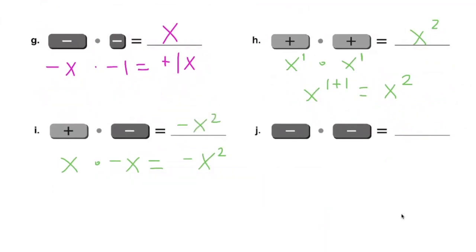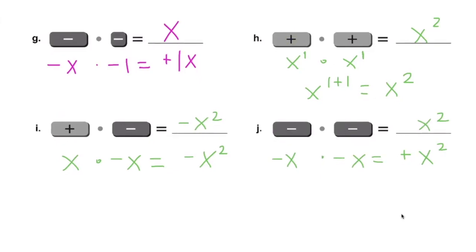And lastly, we have a negative x times a negative x. We know two negatives make a positive, and so we still get our x squared, and it's a positive x squared. So again, the same rule applies. If you have the same positive or negative, then it gives you a positive. So two negatives give you a positive, two positives give you a positive. But when you have one of each, that's where we get our negative answer.